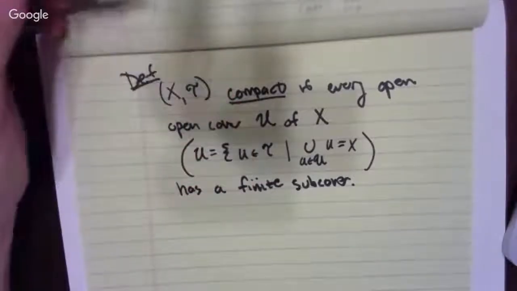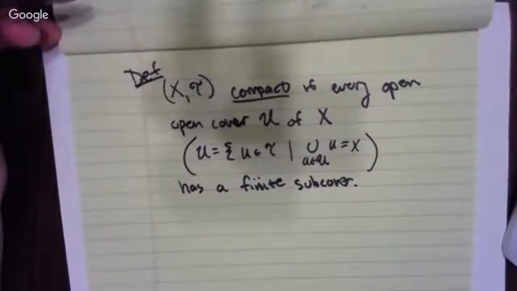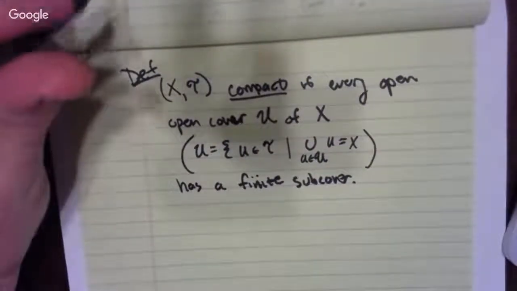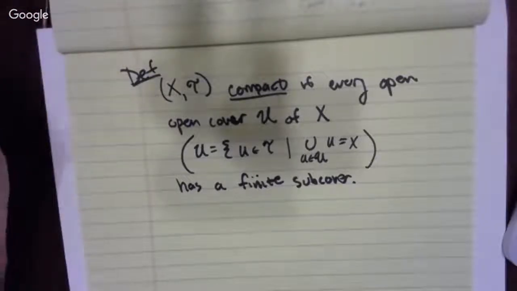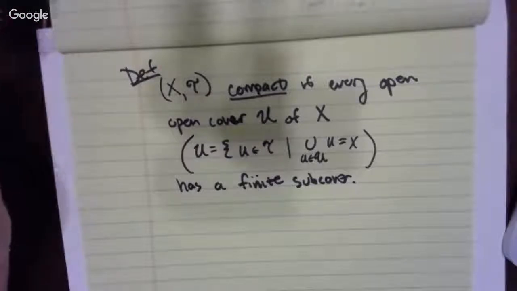Great. So no matter what open cover you start with, you should always be able to whittle it down to only needing finitely many. If you can do that, then that means your space is compact. So the first theorem in this section, 4.13, that's pretty important. Every closed subset of a compact space is compact.